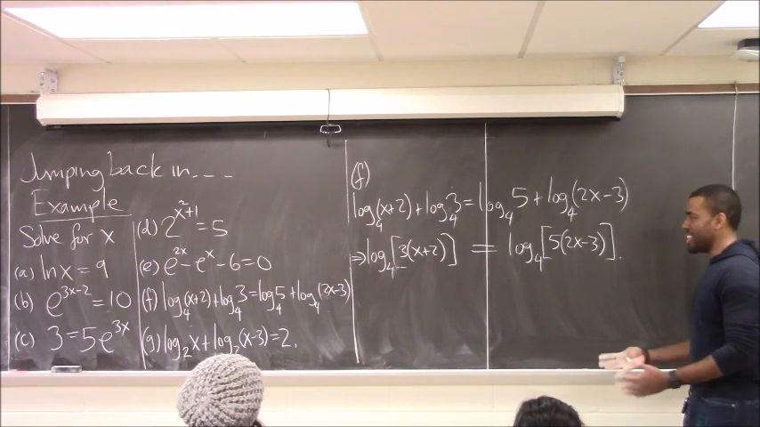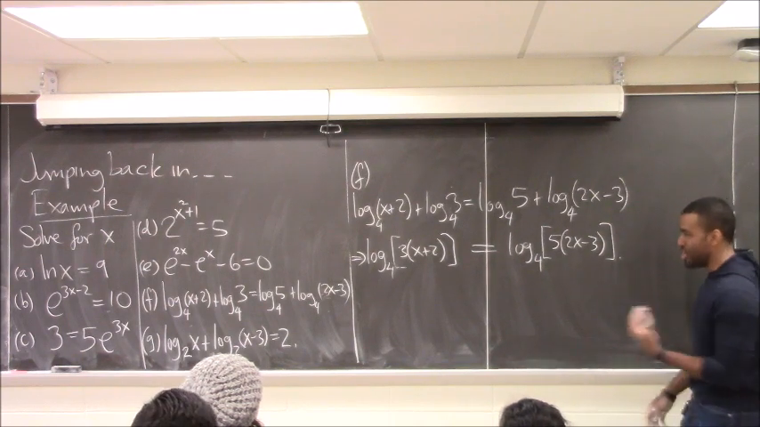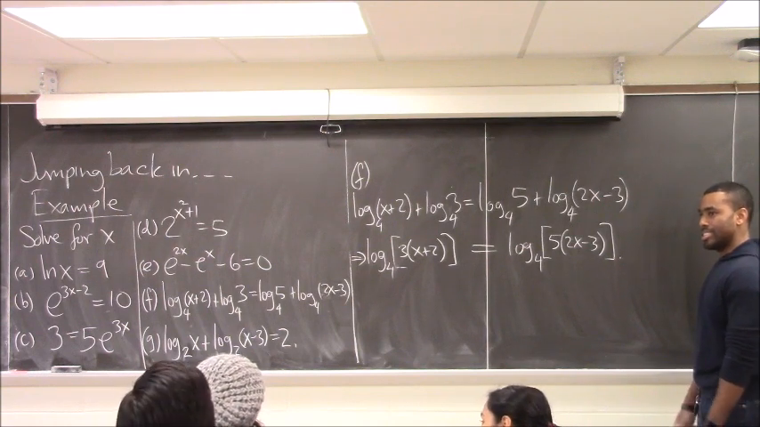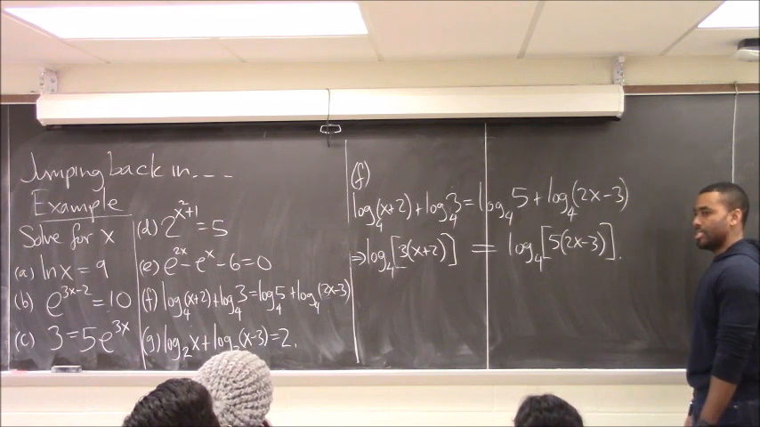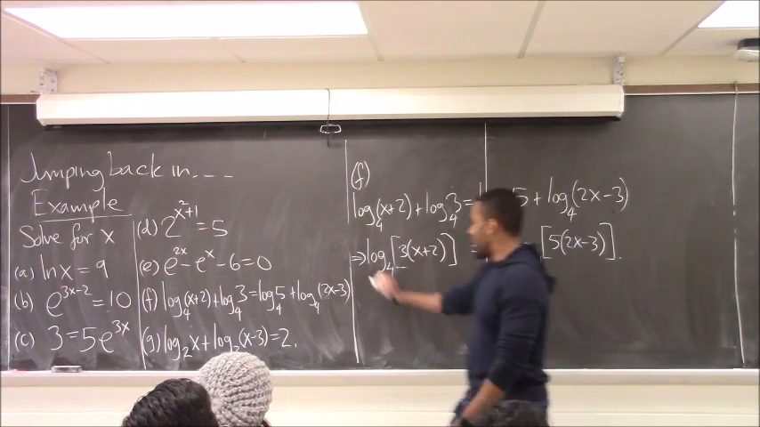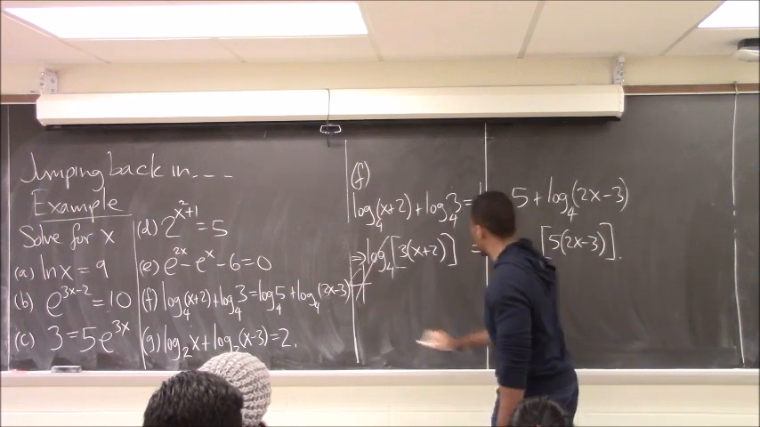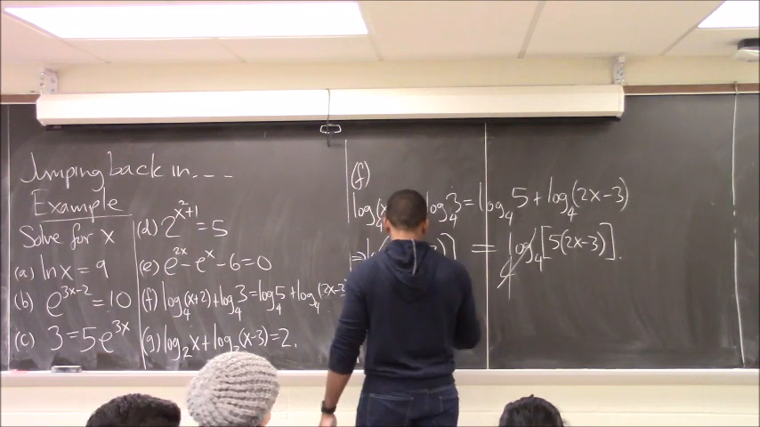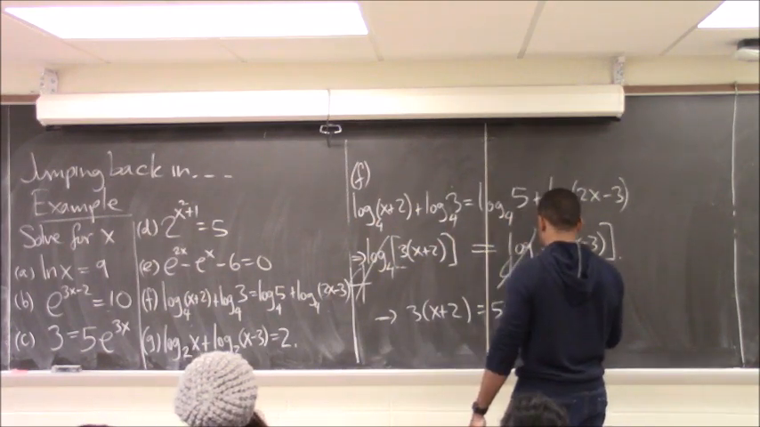That's your cue. Whenever you think, oh, that log is pretty annoying, the next step is always clear once you have that thought. How do I get rid of the logarithm? With an exponential. What exponential? 4, because it's a log base 4. Raise both sides to the base 4. That cancels that. So it turns out that 3 times x plus 2 equals 5 times 2x minus 3.